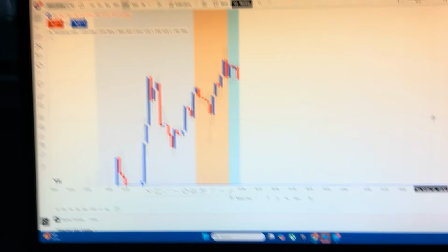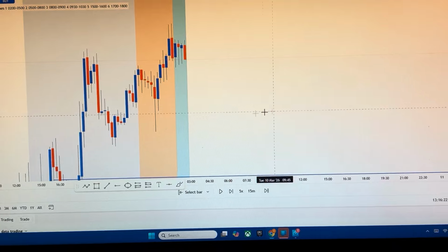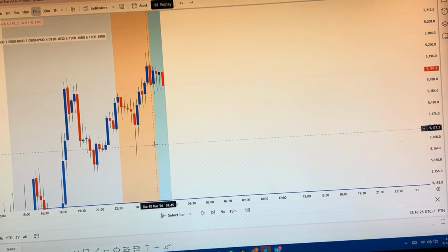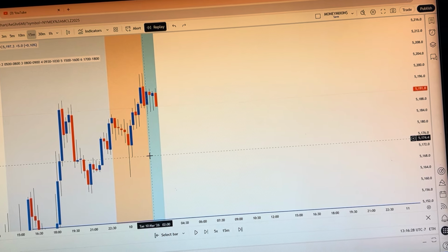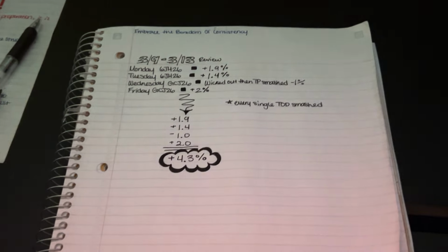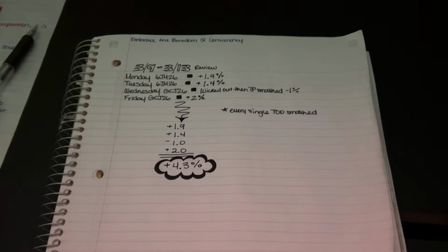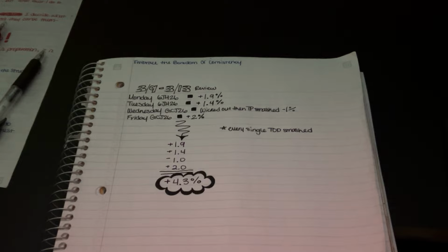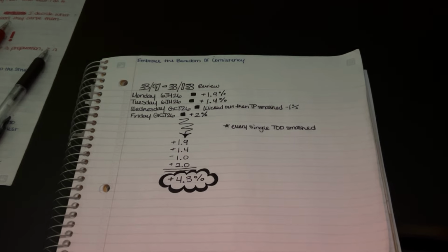Right, peep game. Right now it's Saturday, you know what I mean? This is gonna be a little review on what happened on Monday or Tuesday the 10th on gold, right? With this being said, I'm right here doing this weekend performance review. I made 4.3% this week on a total of 3 or 4 trades, 3 of them being winners, 1 loss.